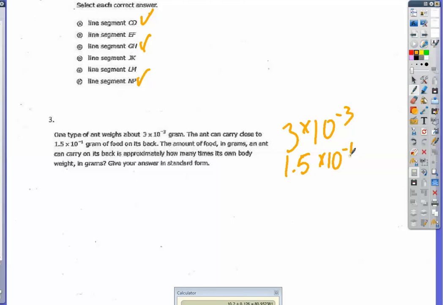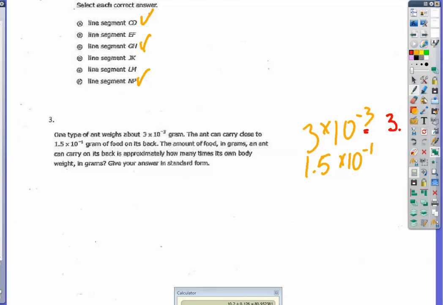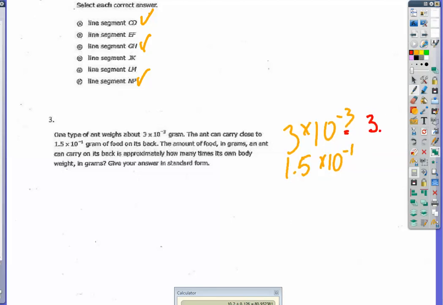So there are a couple ways you could go about this. I'm going to show, or we are going to show 2. Could someone tell me, how do I translate this into standard notation? Lucy. Okay, so how many times do I need to move my decimal place? Okay, I need to move it 3 times. 1, 2, 3.